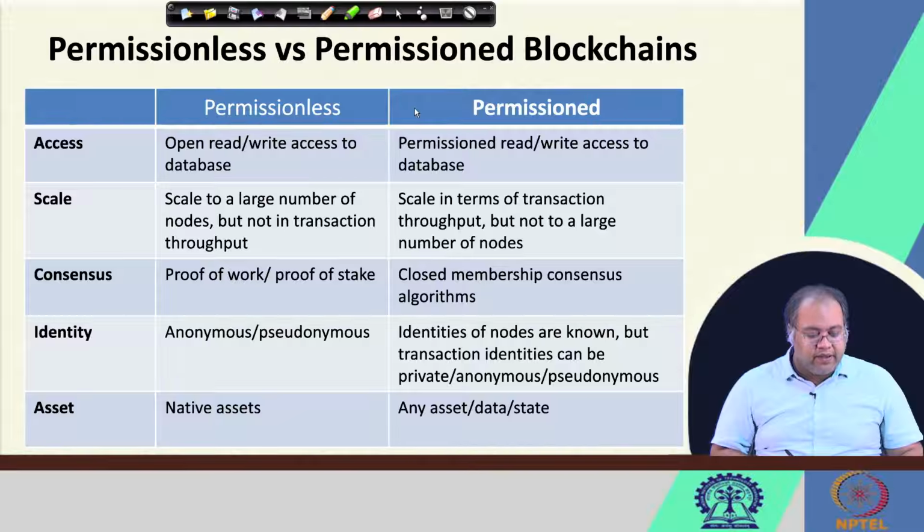In terms of consensus, for the permissionless model we use proof of work or proof of stake kind of consensus model, whereas for permissioned blockchain it is a closed membership consensus, typically using Byzantine agreement protocols. In terms of identity, the permissionless models assume anonymous or pseudo-anonymous participants, whereas in the permissioned model the identities of nodes are known, but the transaction identities can be private, anonymous or pseudo-anonymous.